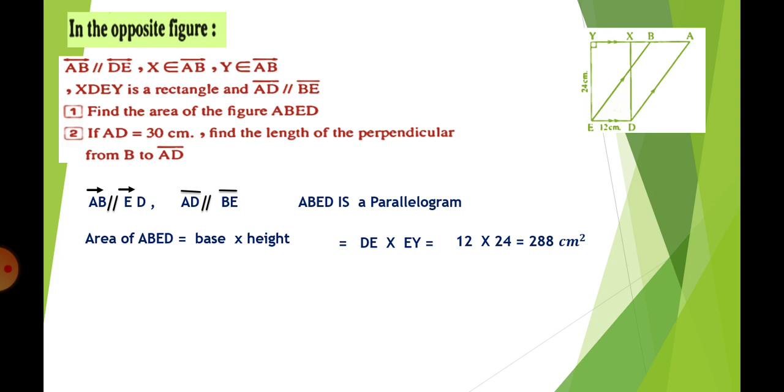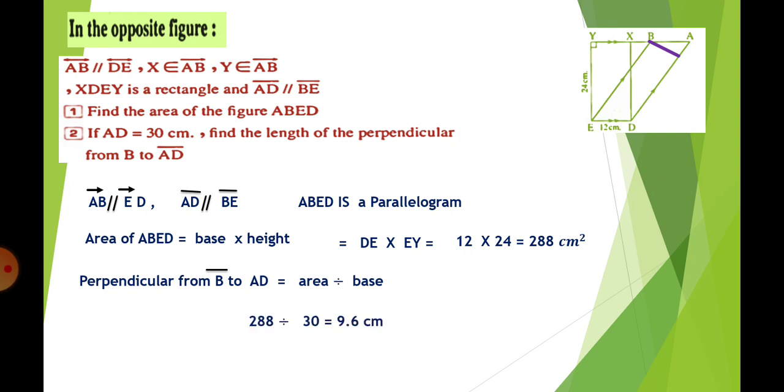Number 2, if AD equals 30, then find the length of the perpendicular from B to AD. The perpendicular is the height. The perpendicular from B to AD equals area divided by base. Area 288 divided by 30 equals 9.6 centimeters.